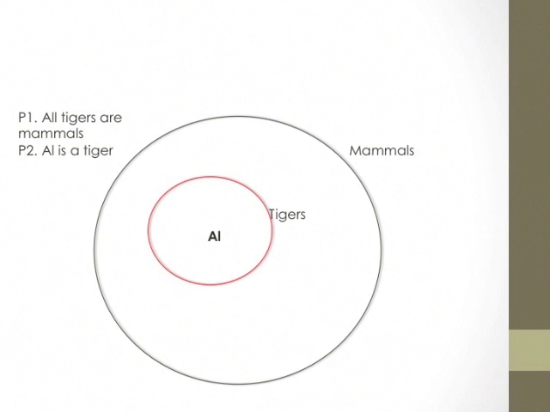Here we make the second premise true by putting Al in the circle of tigers. So we've made both premises true. Now the question is, once we have made the premises true, could the conclusion be false? Well, certainly not. We can see that just by making the two premises true, we have also made the conclusion true, namely that Al is a mammal, right? So we can see that it's impossible to deny it because Al lies completely within the circle of mammals. So this argument is valid, and we say that the premises secure the conclusion, or that they entail the conclusion.